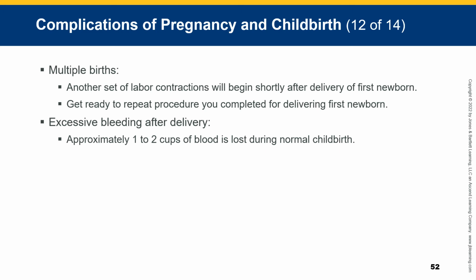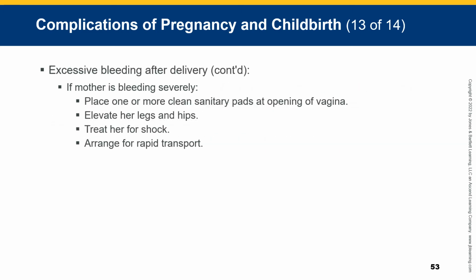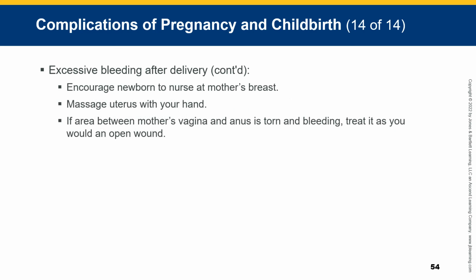Sometimes there might be excessive bleeding after delivery. Approximately 1 or 2 cups of blood is lost during normal childbirth. So if the mother is continuing to bleed severely, place 1 or more clean sanitary pads at the opening of the vagina, elevate her legs and hips, treat her for shock, and arrange for rapid transport. Encourage the newborn to nurse at the mother's breast because nursing contracts the uterus and can often help stop bleeding. Massage the uterus with your hand as we discussed earlier. If the area between the mother's vagina and the anus is torn and bleeding, treat it as you would any other open wound.